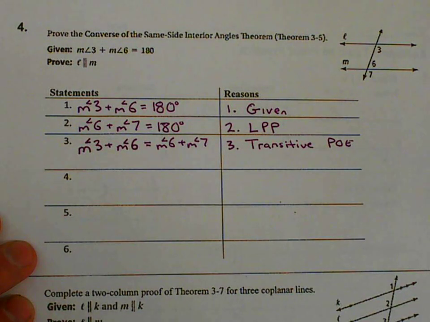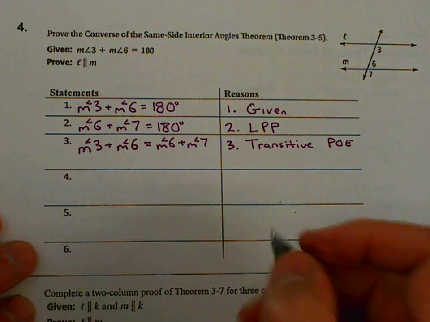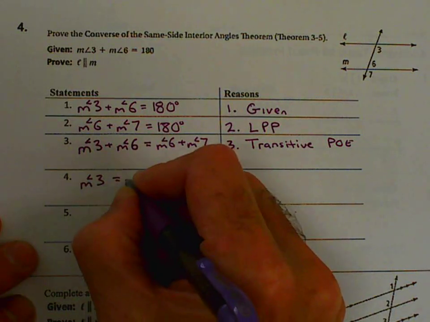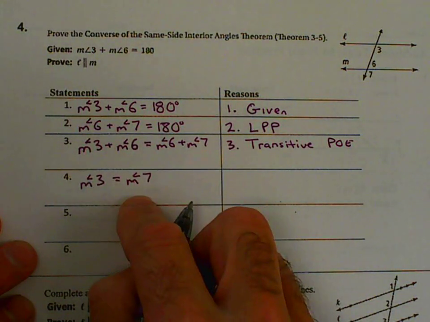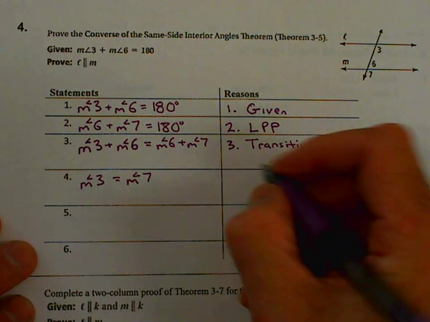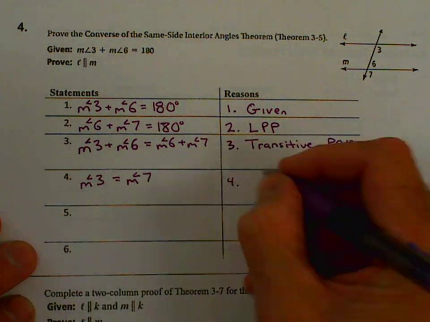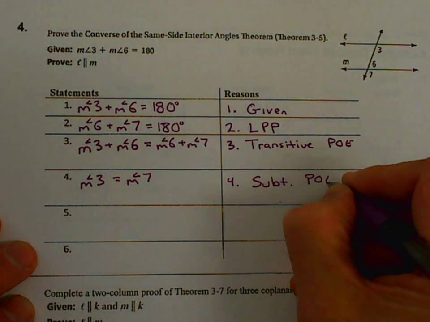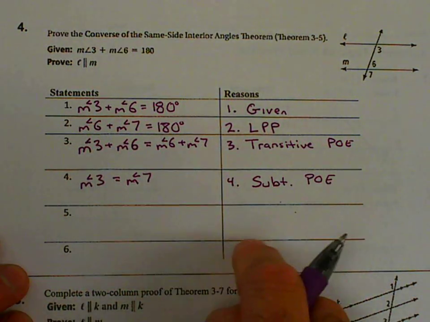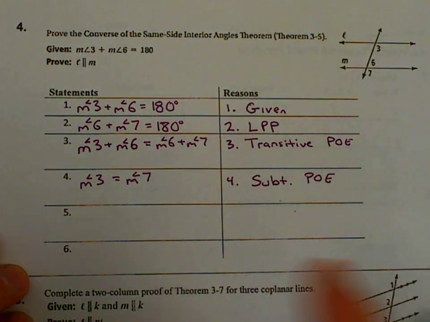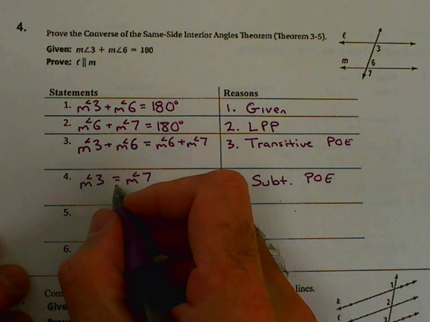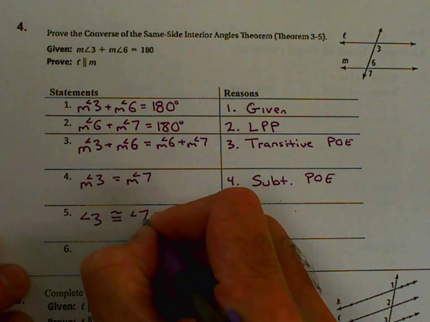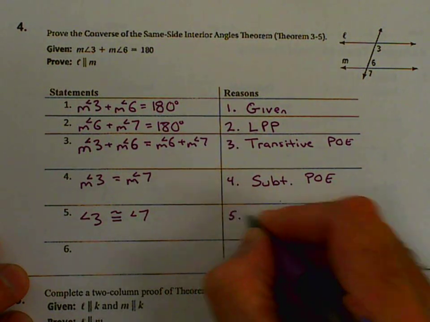Once we have the transitive property worked out there, now if we subtract measure of angle 6 from both sides, we get the measure of angle 3 equal to the measure of angle 7, which is nice. The thing with that is, well, how do we just do it? Well, we subtract it. And that's a property of equality. We subtracted from both sides. Now, converse of the corresponding angle postulate works for congruency, not necessarily equality. So we need to go ahead and state that angle 3 is congruent to angle 7, and that's by definition of congruency.